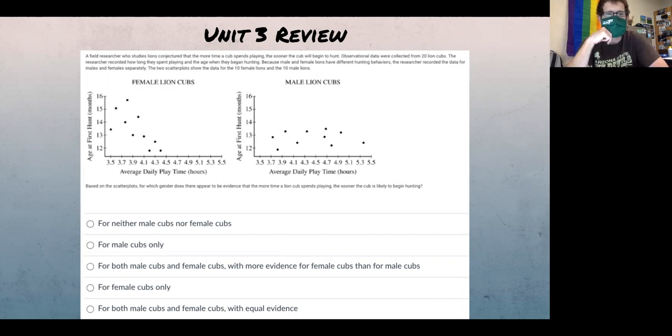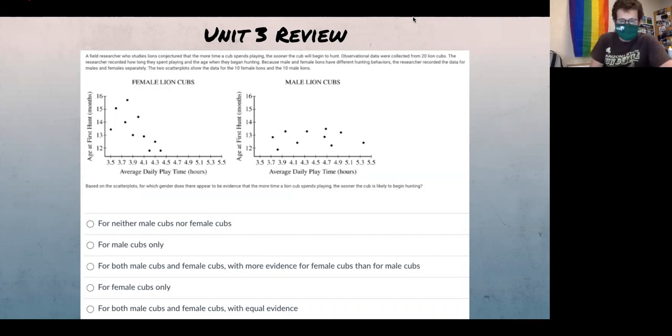Based on the scatter plots, for which gender does there appear to be evidence that the more time a lion cub spends playing, the sooner the cub is likely to begin hunting? I probably won't read all these, but there you go. So we are asked to interpret 2 scatter plots and determine which one shows a relationship between the time a cub spends playing and the length of time until they start hunting.